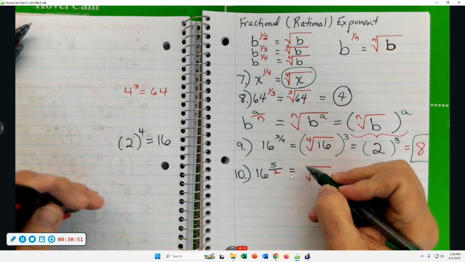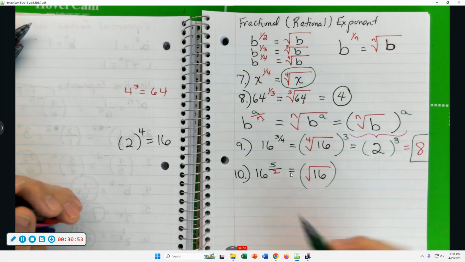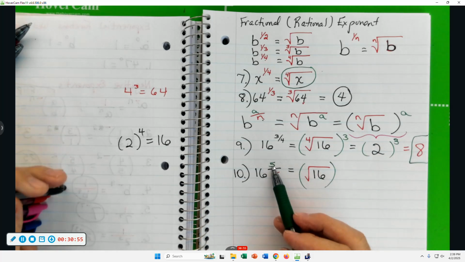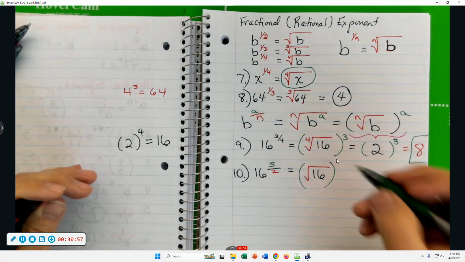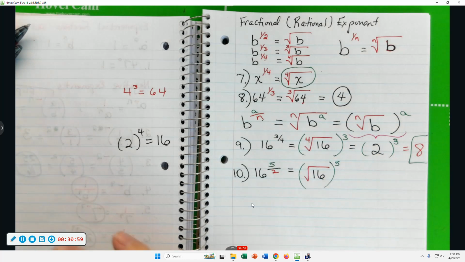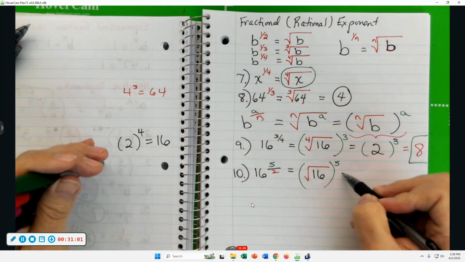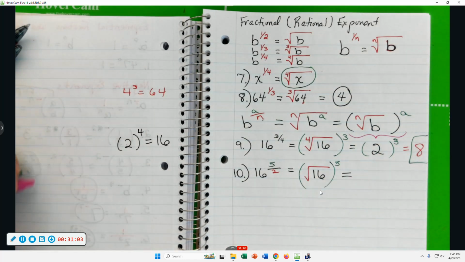Okay. And where am I going to put that 5? On the outside. So we can do all of this without a calculator. What will I do first?